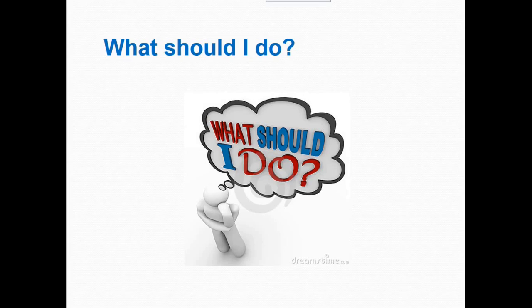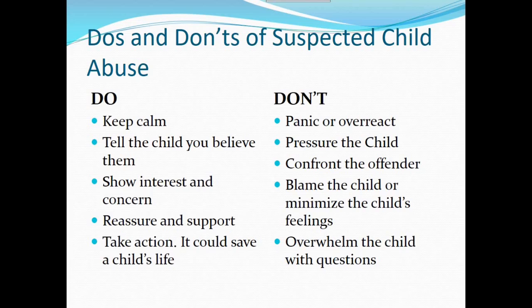So, what should you do if you suspect or you're even told by a child about some form of abuse? Here are some basic do's and don'ts of suspected child abuse. First off, don't panic or overreact. It may be tempting to get upset or frightened when a child discloses something like that to you, or maybe if you even notice signs of it on the child. But try your best not to panic, especially if it's something they can visibly see.